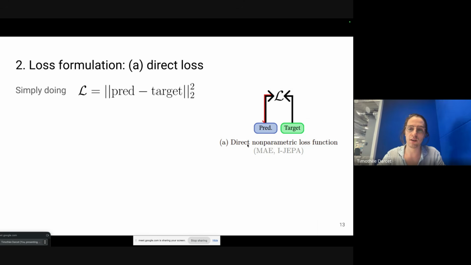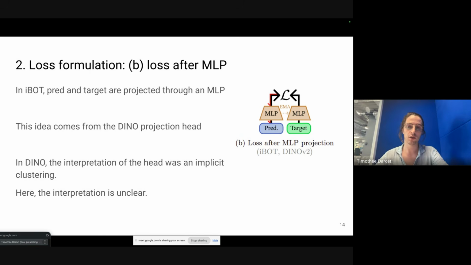This is directly what MAE or I-JEPA does. MAE uses probably a root mean square or L2, I don't remember. I-JEPA uses an L1 loss, smooth L1, sorry, Huber, basically. Yeah, it is a very reasonable thing to do. The reason we talk about it is because iBot does something so weird that we have to discuss the difference between iBot and the rest.